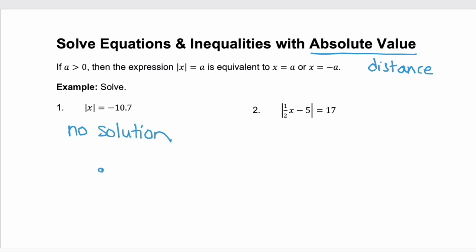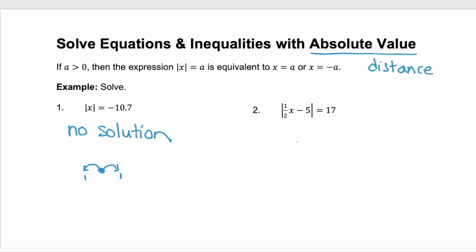Right? If we start at this point here, there's no way to travel anything less than 0. If we travel 0 units, we stay exactly where we are. If we travel 1 unit, we could go 1 unit to the right, or we could go 1 unit to the left.